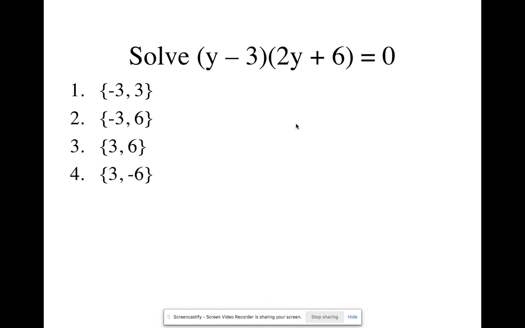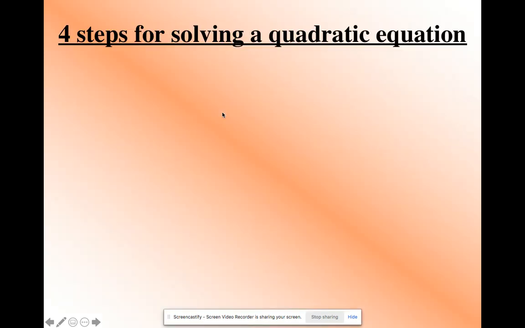Why don't you go ahead and pause the video and see if you can do this one on your own. But again, you're going to set these equal to 0, add 3, so y equals 3. Subtract 6 and divide by 2, so -3. So you have your answers like so.